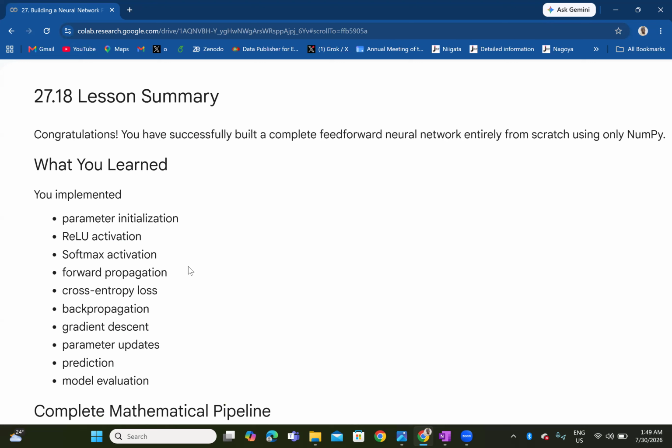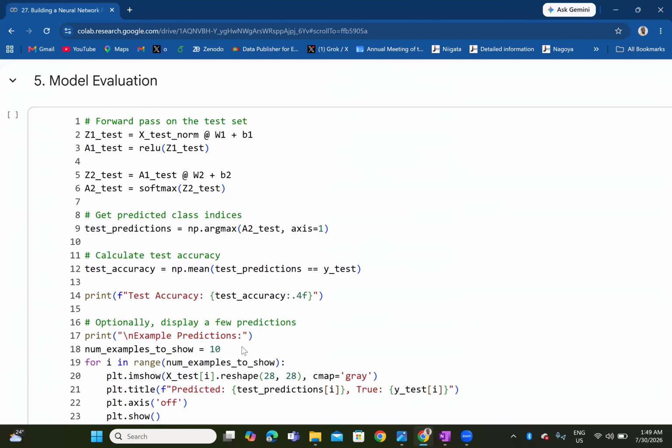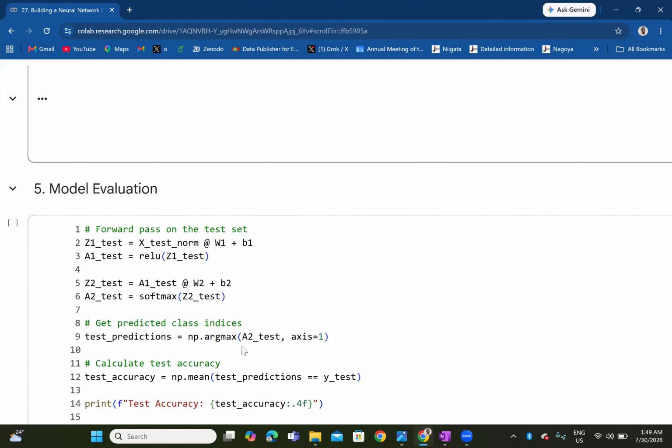which is the default activation function used in most of AI, except otherwise stated. Because we know the sigmoid activation function has the problem of vanishing gradients, that's why ReLU can be a good one here. Then we have softmax activation, forward propagation, cross-entropy loss, back propagation, gradient descent parameter updates, prediction and model evaluation. I didn't talk about the model evaluation. Okay, we talked about it here.